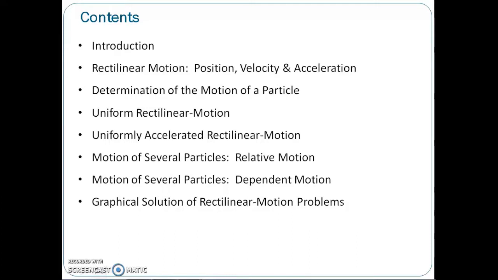This is the outline of today's lecture. We'll start with the introduction of kinematics of particles, particularly rectilinear motion in terms of position, velocity, and acceleration. We also look into the determination of motion of the particles. Here, the rectilinear motion of a particle will be analyzed in terms of the position, velocity, and acceleration of the particle, determined at every instant as it moves along a straight line. So the keywords here are rectilinear motion, straight line.